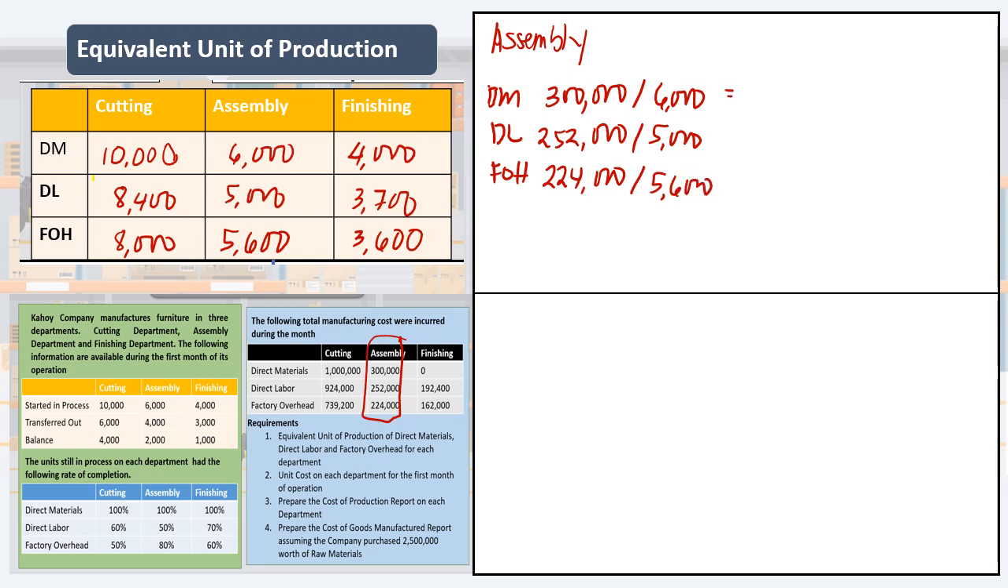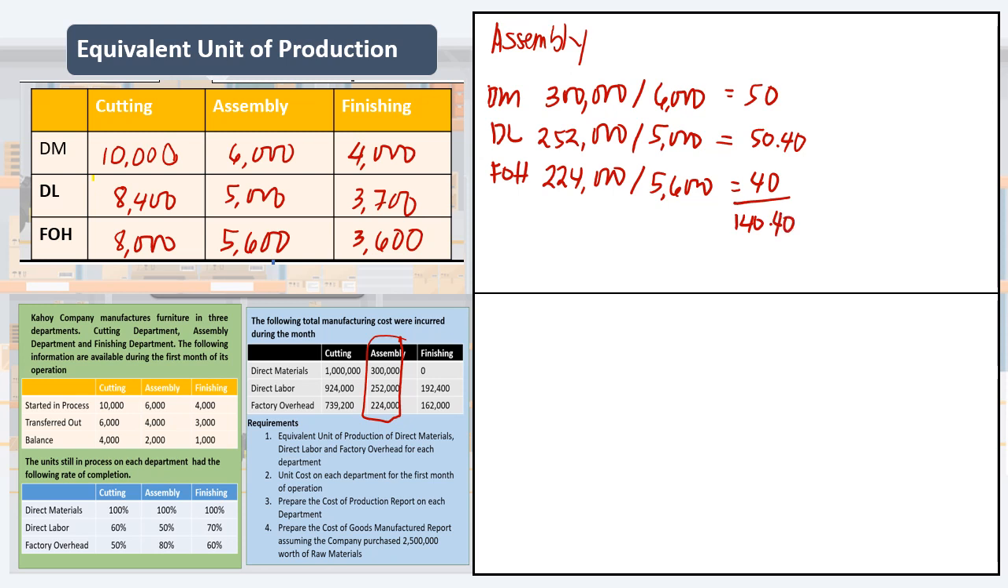So compute natin, magkano ba ang per unit ni direct materials? So let me get my calculator. So 300,000 divided by 6,000. So that will be 50 pesos. Then for direct labor, we have 252,000 divided by 5,000 EUP for direct labor. So meron tayo ditong 50 pesos and 40 cents. For factory overhead, we have 224,000 divided by 5,600 EUP. So, meron tayong 40 pesos. So, ang unit cost natin sa assembly department in total will be 50 plus 50.4 plus 40. So, ang total po natin ay 140 pesos and 40 cents.